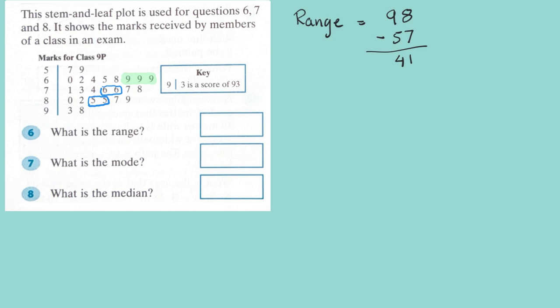So let's backtrack. What is the range? 41. What is the mode? 69, which occurs 3 times. And now we come to the last question, which is what is the median? To answer that question, I'm going to enlarge it on the next screen.